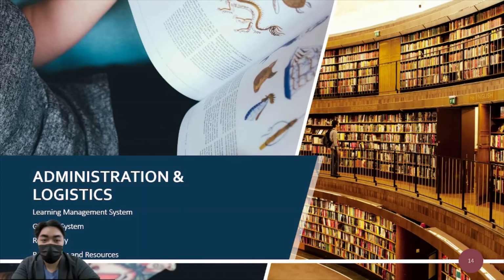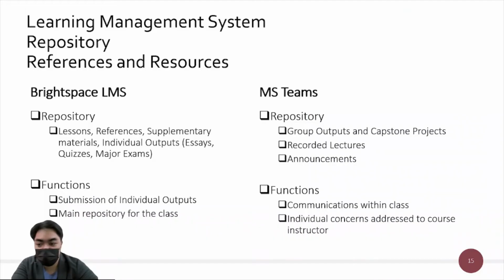So let's go to one of the last parts here, and I think this is the most crucial part for this SMEAC orientation, the administration and logistics. We have 4 parts as you can see here in this slide. So let's go now to the LMS.